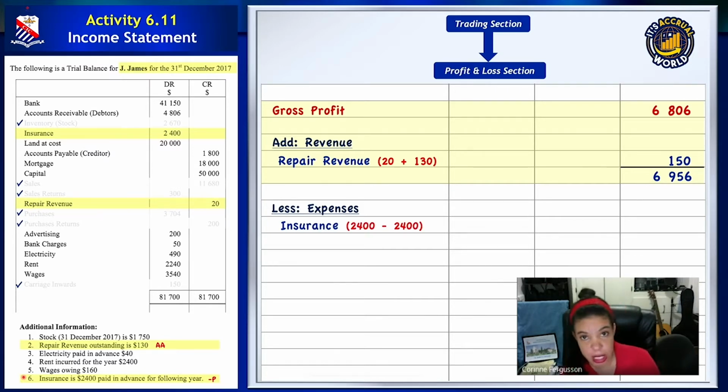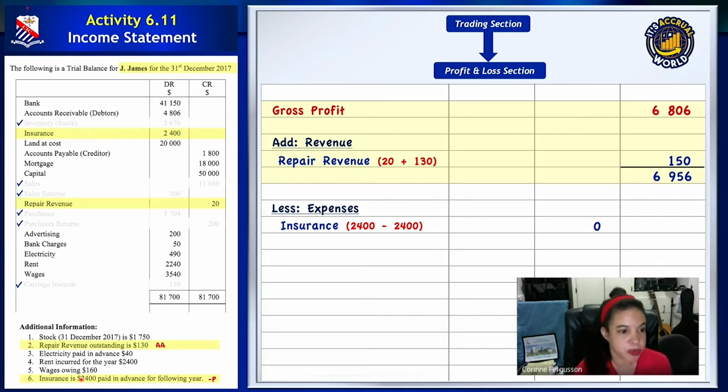You must show your working. So your working is how much is in the trial balance? $2,400. Less the prepayment. How much is the prepayment? $2,400. So $2,400 minus $2,400 is 0. So we put that in the middle column. Now the reason why I put it even though it is 0 is because we still want to show how we got that there was no insurance. So still put it. Even though you know the answer is 0, show your working, and you can just put either a dash or you can put 0 in the middle column.